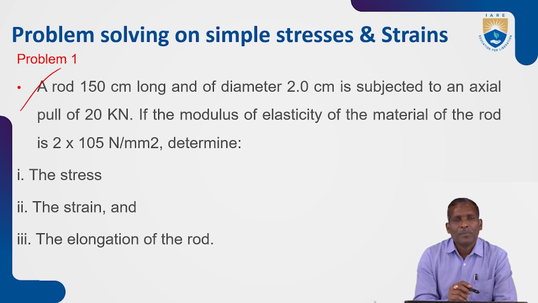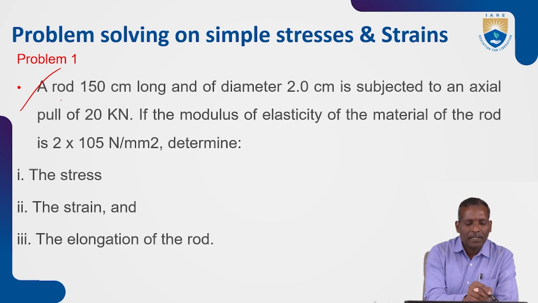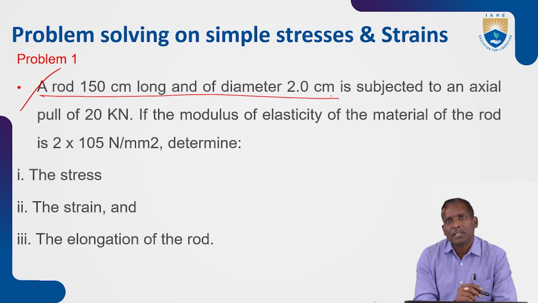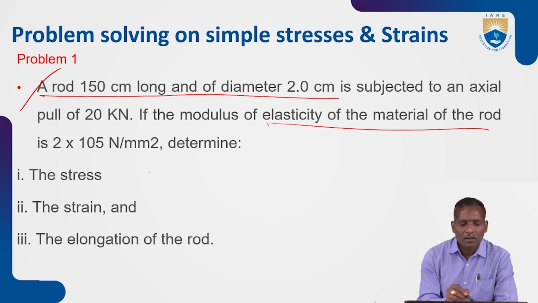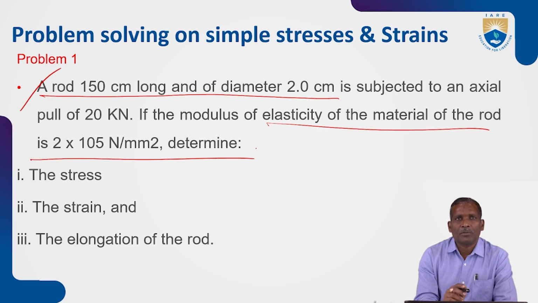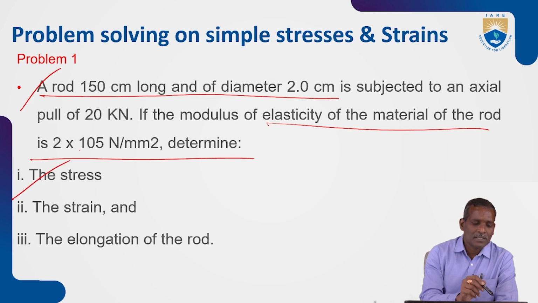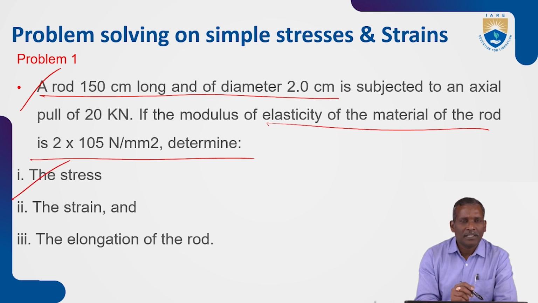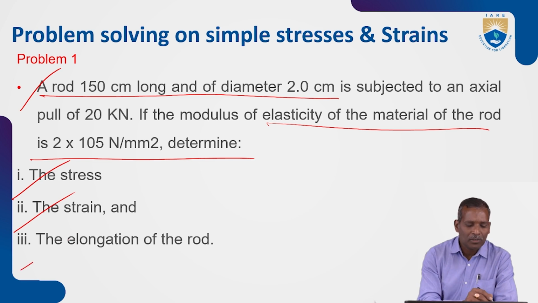Problem 1: A rod 150 centimeters long with a diameter of 2 centimeters is subjected to an axial pull of 20 kilonewtons. If the modulus of elasticity of the material of the rod is 2 into 10 to the power of 5 Newton per mm square, determine the stress, strain and elongation of the rod.